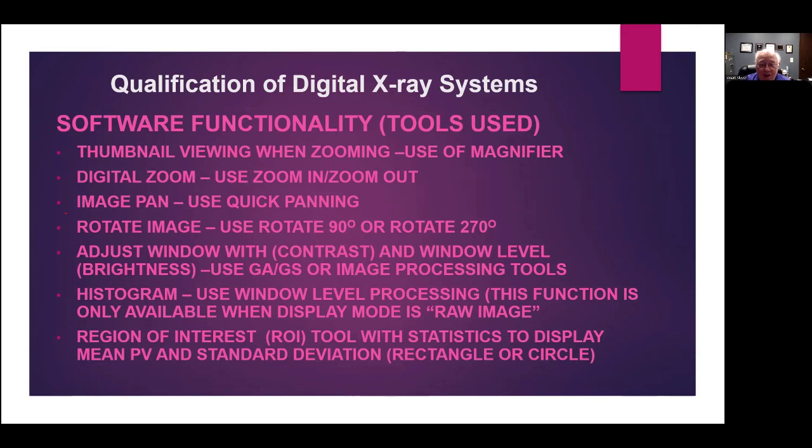Histogram, again, is the window and leveling. But this is when it's in the raw image stage. And then the ROI tool, this is how you determine your pixel value and your standard deviation in the block test.